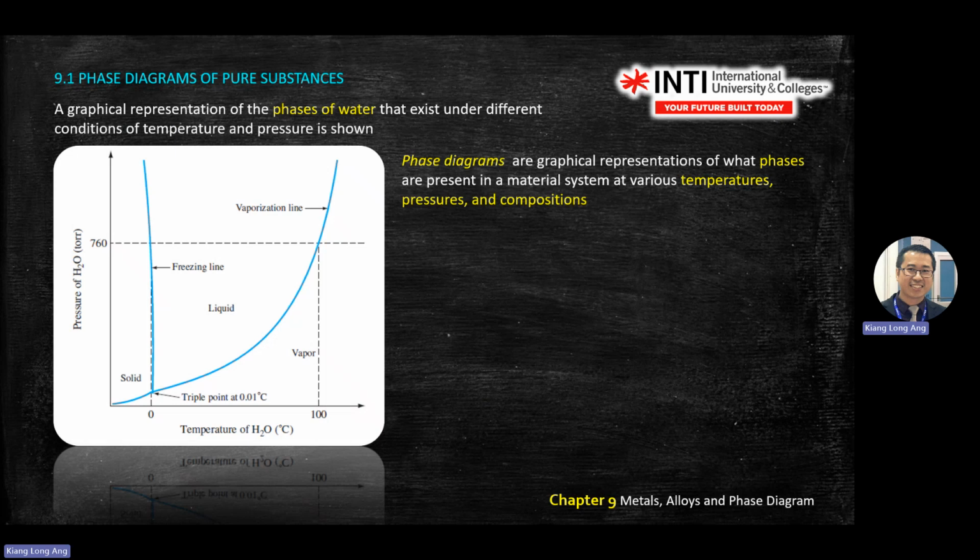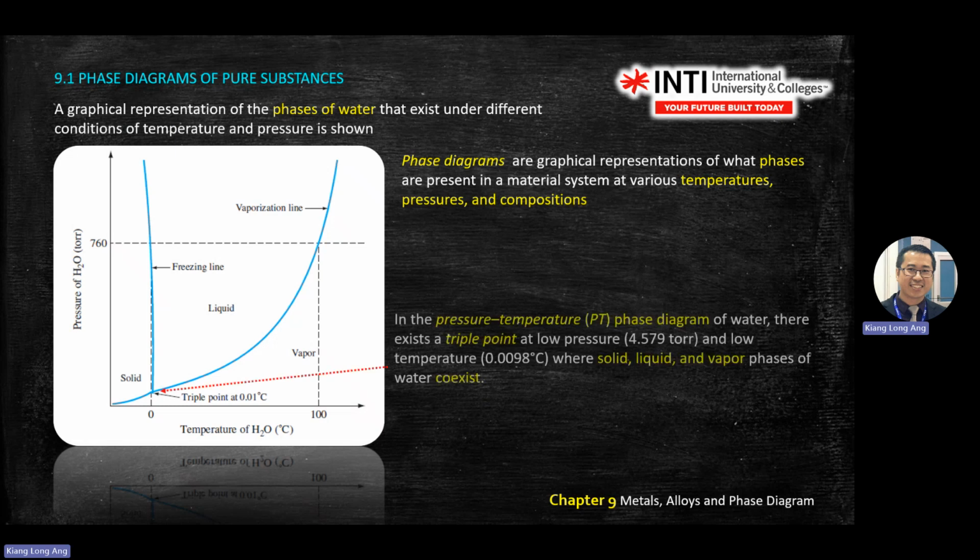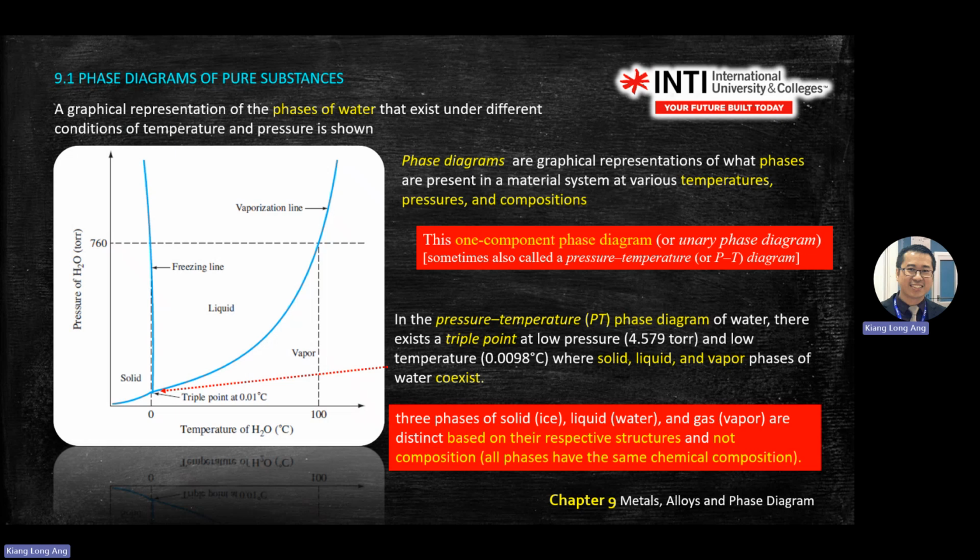However, all these depend on the pressure. If it's water, you have pressure versus temperature, right? So if you change the pressure and you change the temperature, it will behave in a certain state. This one you learn in your chemistry for water. So this one you read. This is a single-phase diagram, or in your chemistry, we call it a PT diagram, pressure versus temperature diagram.